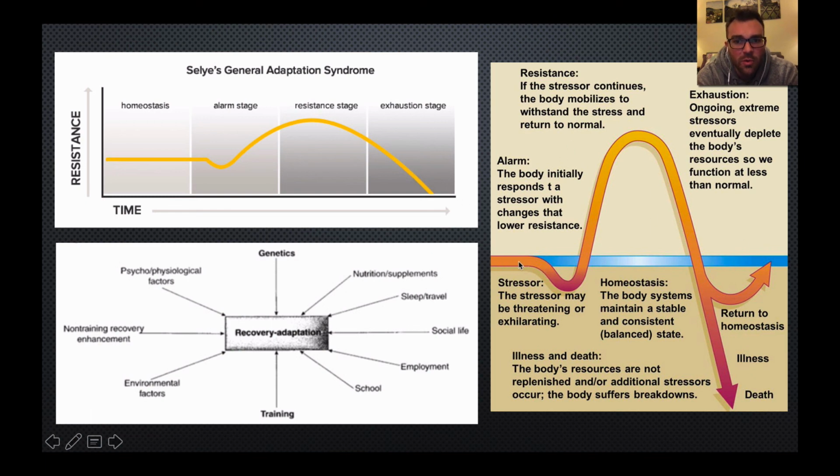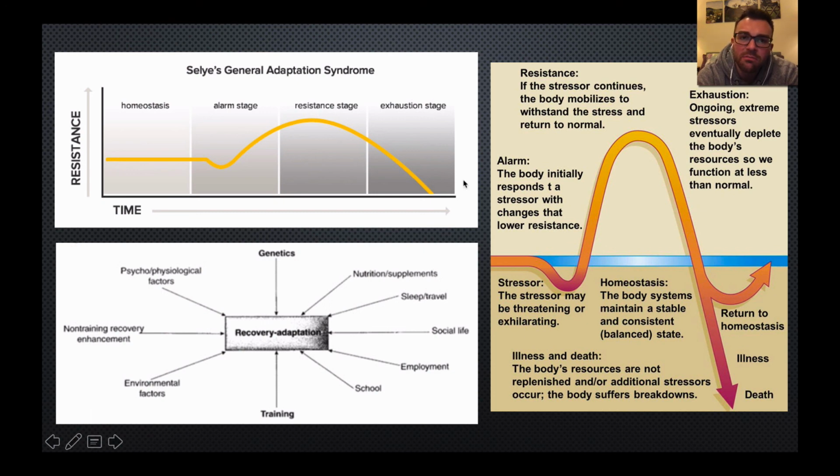Here is homeostasis, this blue line, then the onset of a stressor. Something can be threatening, exhilarating, a workout, could be anything like that. The body responds to the stressor with changes that lower the resistance. If the stressor continues, the body mobilizes to withstand the stress and return to normal. Then if we keep going, exhaustion: ongoing extreme stressors eventually deplete the body's resources, so we function at less than normal. If the stressor just keeps going and going, the body's resources are completely depleted. If you give yourself some time to recover, you'll return to homeostasis.